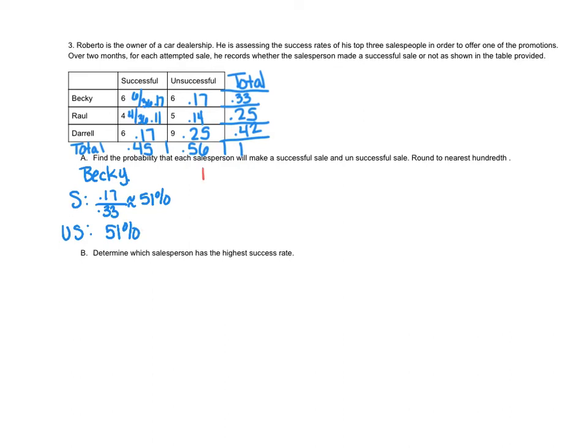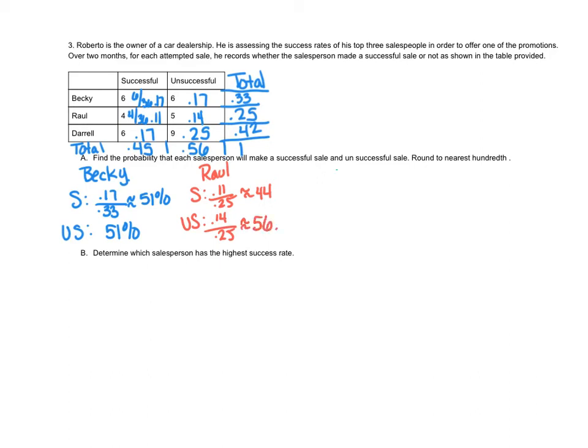So for Raul, we're going to do successful, which is 0.11 over 0.25. So 0.11 divided by 0.25 is 44%. And unsuccessful is going to be 0.14 over 0.25. And we get 0.56. Yep, 56%.